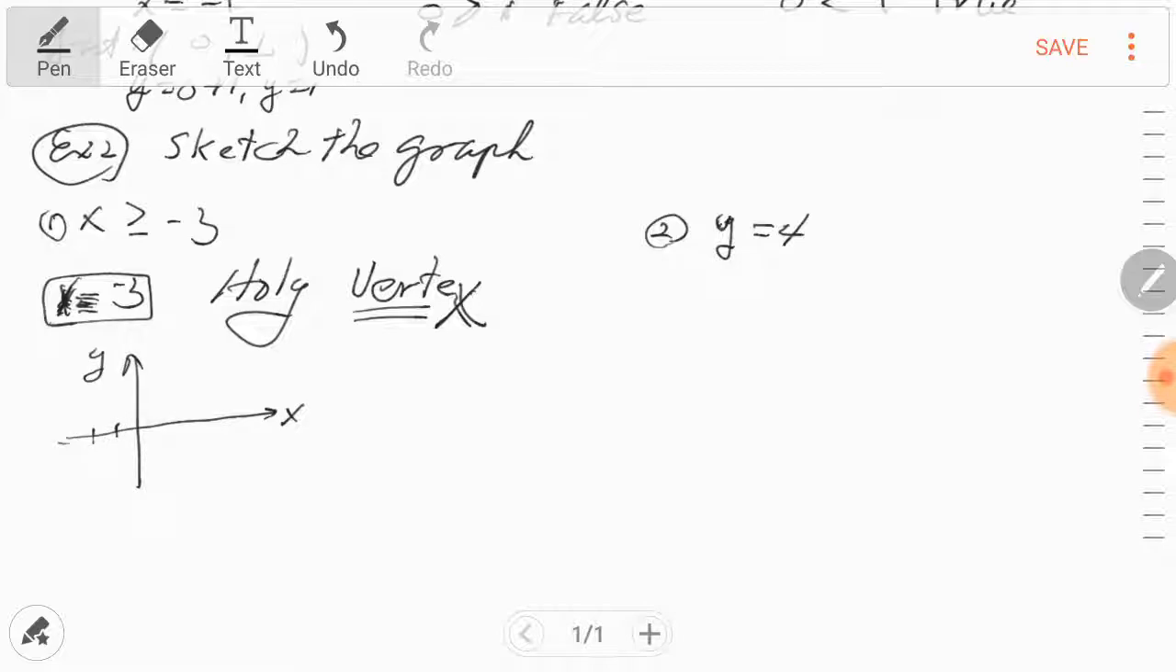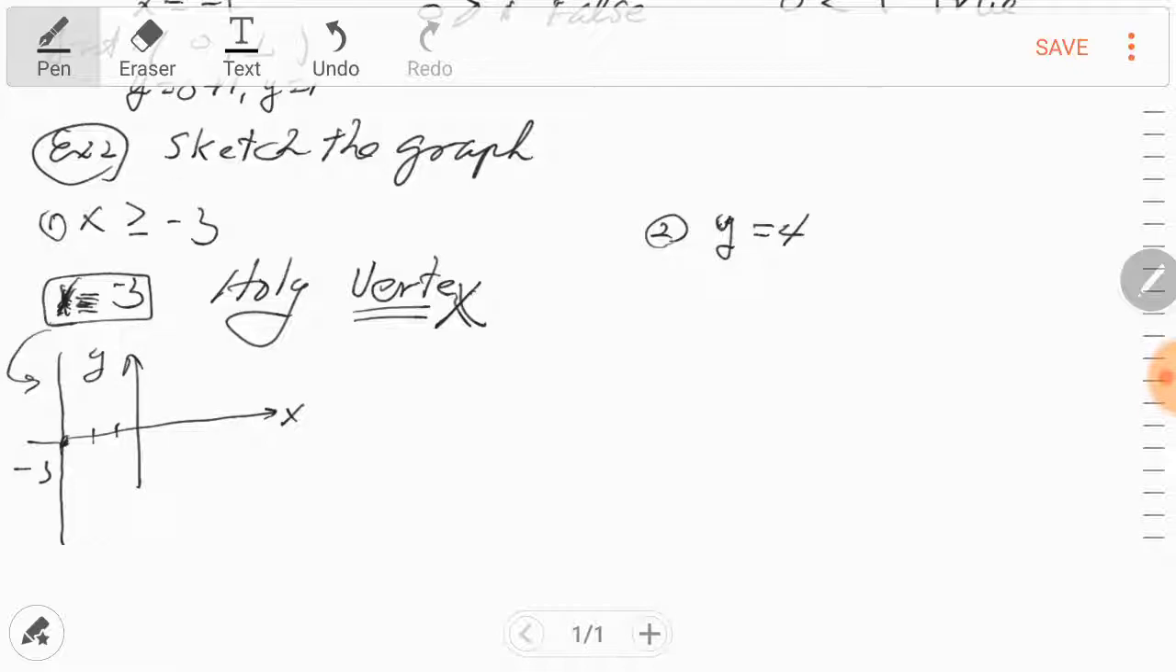1, 2, 3. When x equals -3, it's a vertical line passing through the point whose x value is -3. So this is the vertical line. This is the graph of x equals -3.